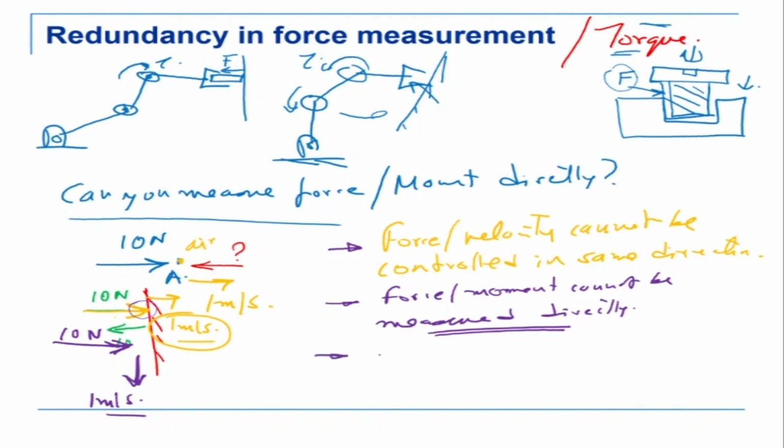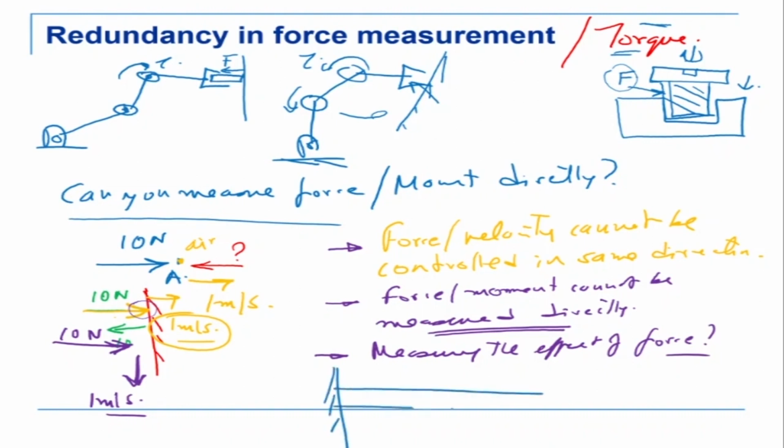So what we are doing is measuring the effect of force, not force. If I want to measure how much force is being applied, for example, if I have a cantilever beam, and I apply a force of 10 newtons here, this 10 newtons will cause a strain here. So I put two strain gauges, one there and one here.